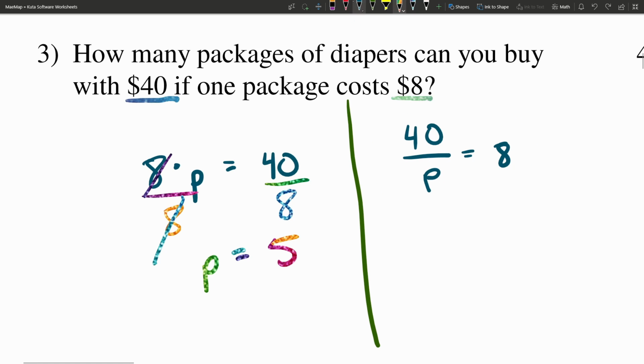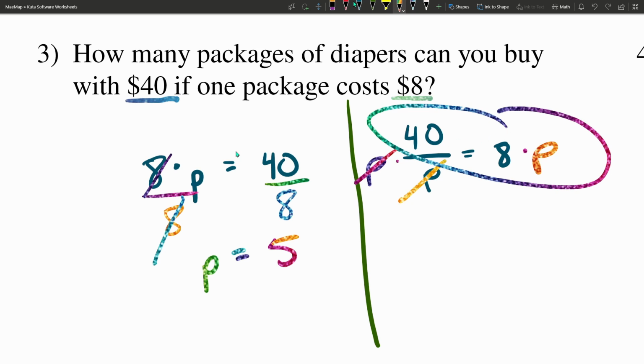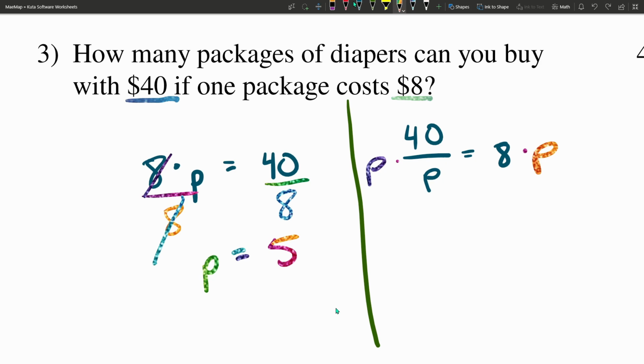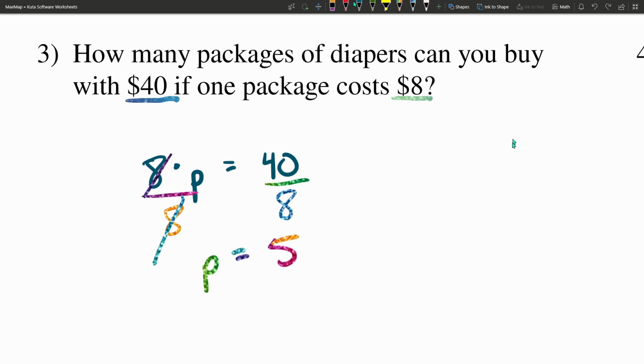See, over here, it's not going to quite be a one-step equation because I have 40 divided by p equals 8. I need to get this p out of my denominator. So I'll have to multiply by p in order to get it out of my denominator. But then look, 40 equals 8 times p. 8 times p equals 40. That's exactly what I started with. So because this is a one-step equation worksheet, that original equation that we solved for is probably the best route to take. Let's move on to number 4.